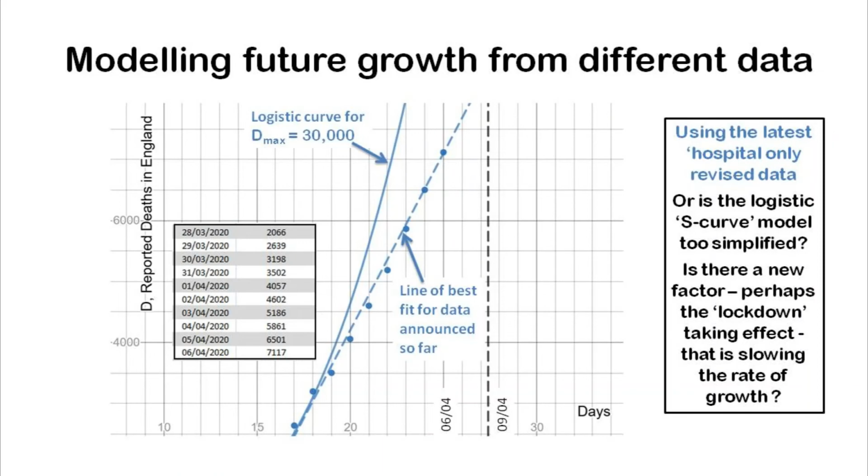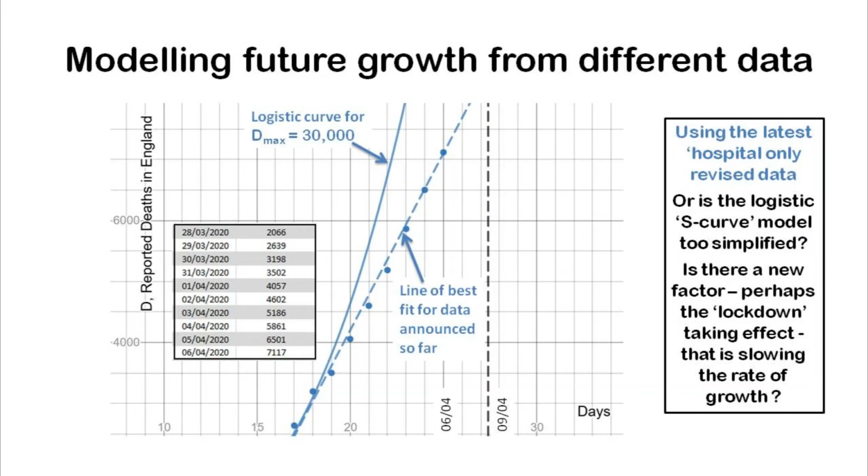Now, another interpretation is that, in fact, the logistic curve for 30,000 is wrong, and that actually the data will turn out to lie on that dotted line of best fit that I've drawn there. Because, in fact, there may be some other things going on that make the modelling more complicated. Because the logistic curve assumes that there's just one steady dampening factor which brings down the exponential growth over time.